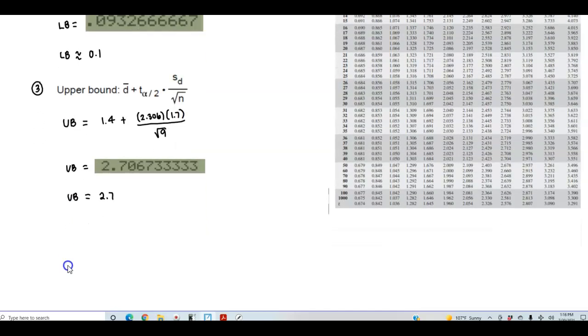So we know what our lower bound is, and we know what our upper bound is. So when we look at the confidence interval, we have our confidence interval where the lower bound is 0.1 and the upper bound is 2.7.